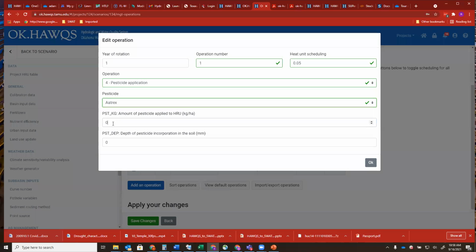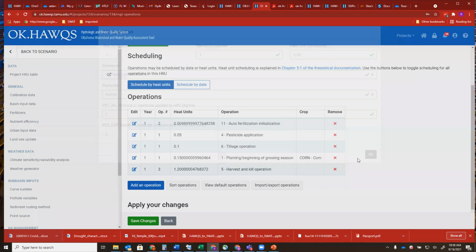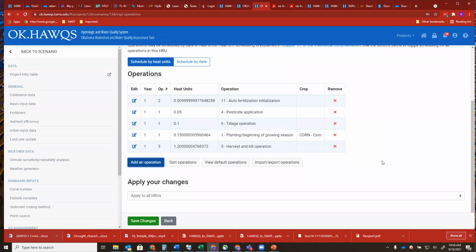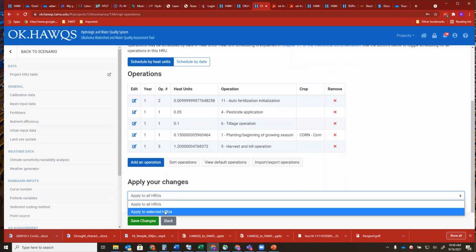Then you have to decide how much you're applying. Let's say I'm applying 2 kilograms per hectare. And you can also decide whether you're applying on the top of the soil or underneath the soil, actually. So you can look at the incorporation and then click OK. So like this, you can customize your applications, right? As much as you want. Then you can decide whether you want to apply all this stuff to all HRUs or specific HRUs.